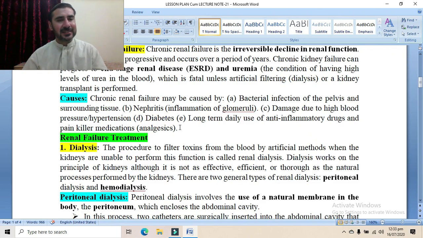In the next lecture, inshallah, in the next part, we will study the renal failure treatment.